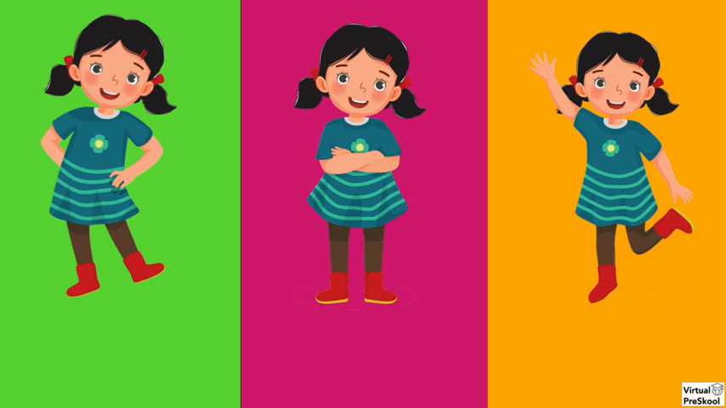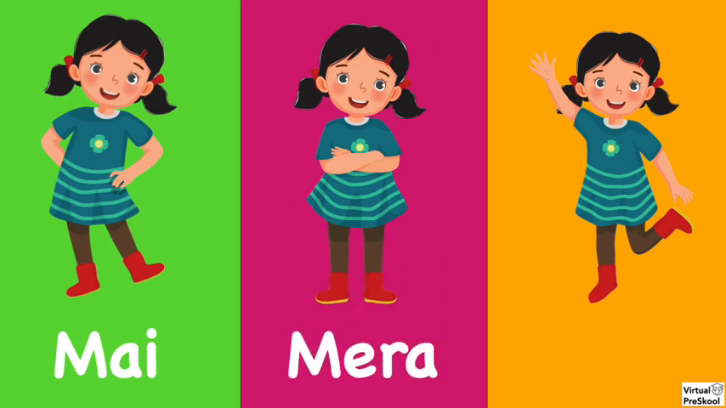All right, that was a lot of practice problems and you did really good work. Let's review these three words one more time. I is मैं, my is मेरा, and me, or I with doing non-physical activity, is मुझे.